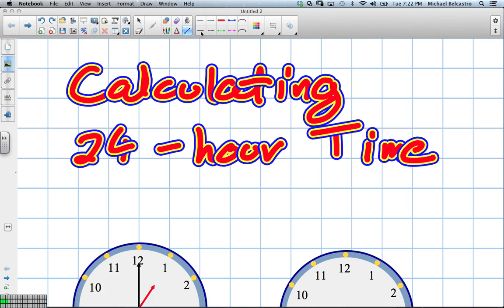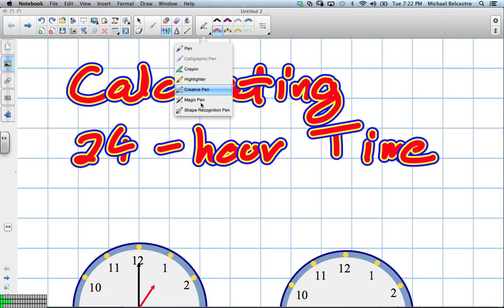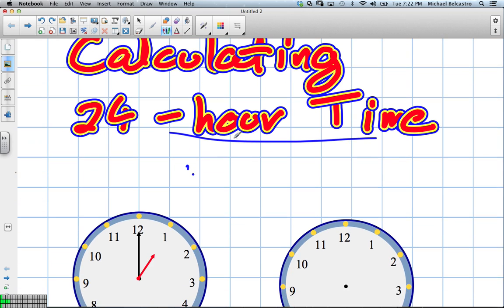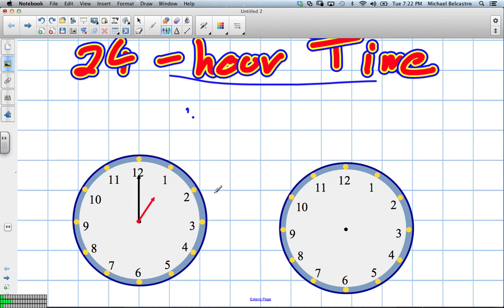Go work on calculating our 24-hour time. Okay, so calculating 24-hour time. We have two clocks here. Now, are either of these clocks in 24-hour time? No. What type of time are they in? 12 hour. That's right, 12.